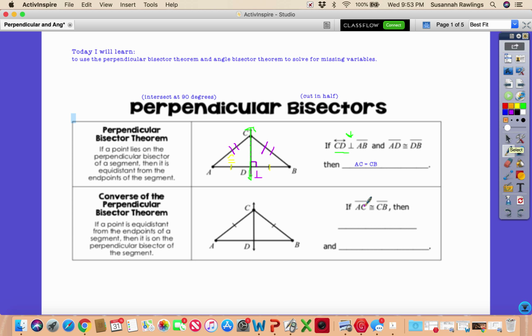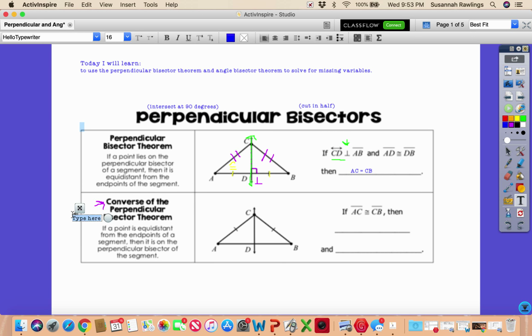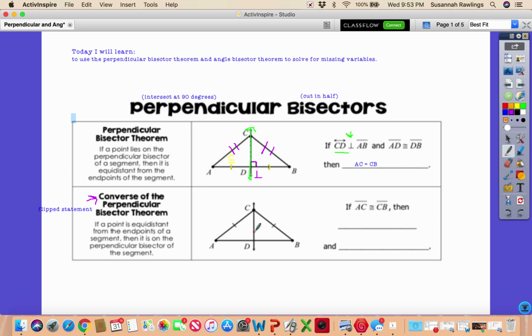Okay, same thing. The converse just means we can read that backwards or flipped. So when the statement is flipped, it is called the converse. So same thing. If we know that these two are congruent, that means that A is the same distance to C as it is to B, then I know that this line is my perpendicular bisector. So we just write everything backwards.